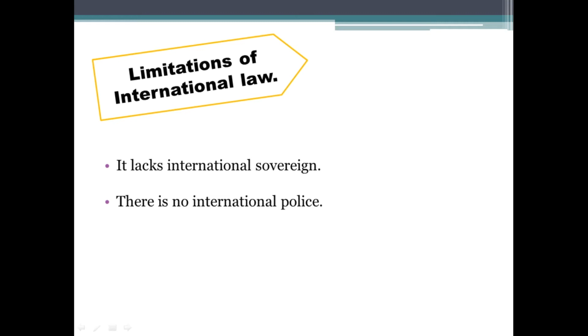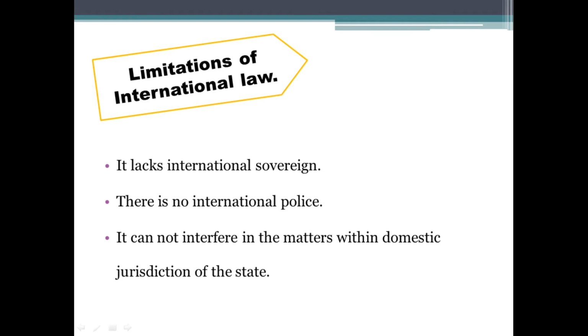Now, the drawbacks or limitations of international law. International law lacks some form of international government. It lacks effective machinery or authority to enforce its rules. There's no international police to help implement its law. Additionally, international law cannot interfere in matters within the domestic jurisdiction of states. For example, human rights are routinely violated in many nations.